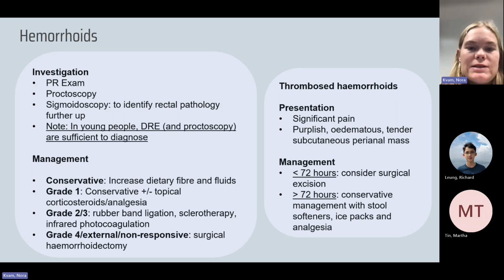So with hemorrhoids, there's a specific way to manage them. So first of all, you want to do a PR exam. Then you can do a proctoscopy. A proctoscope is just a hollow tube that allows you to visualize the anal canal. And then you can also do a sigmoidoscopy if you want to identify some sort of cause for the hemorrhoids and any pathology. But yeah, in young people, just a digital rectal exam is sufficient.